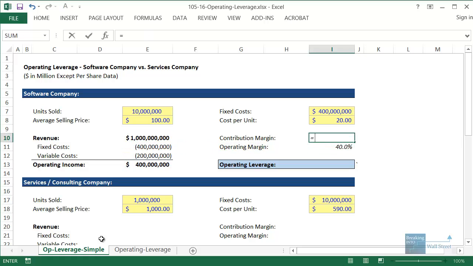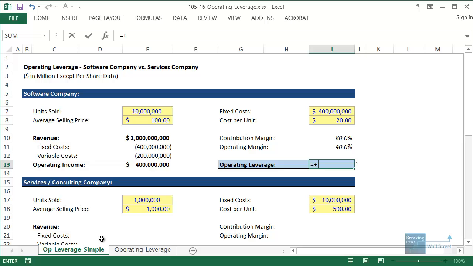And then for the contribution margin, what we want to do here is take the number of units sold and then multiply by the average selling price minus the cost per unit. And then we'll divide this by revenue. So in this case, it is going to come out to a very high number because our variable costs, the cost per unit, are quite low. So here, essentially, we're going to get 800 million and we'll divide it by the $1 billion of revenue, which of course gives us a contribution margin of 80%.